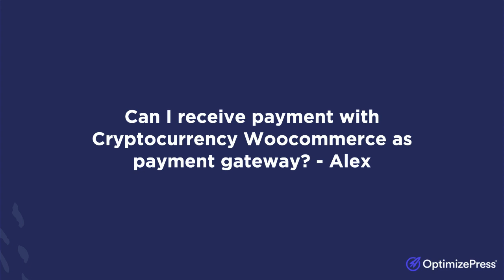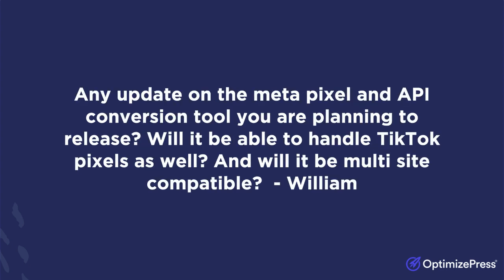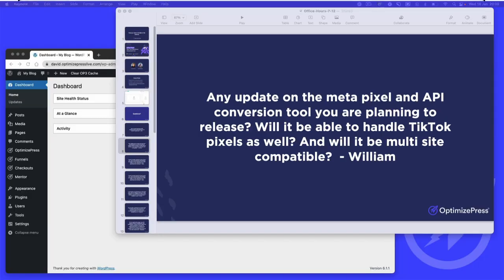Okay, let's go. Any updates on the Meta Pixel and API conversion tool you are planning to release? That's the first question. Will it be able to handle TikTok pixels as well? That's the second one. And will it be multi-site compatible, from William? So, Kev, I will let you take this one. I know there's a little bit of chat about it earlier. I don't know if you know anything further. I think we're referring to the Facebook pixel when we say Meta Pixel. Yeah, it's obviously Facebook, isn't it?